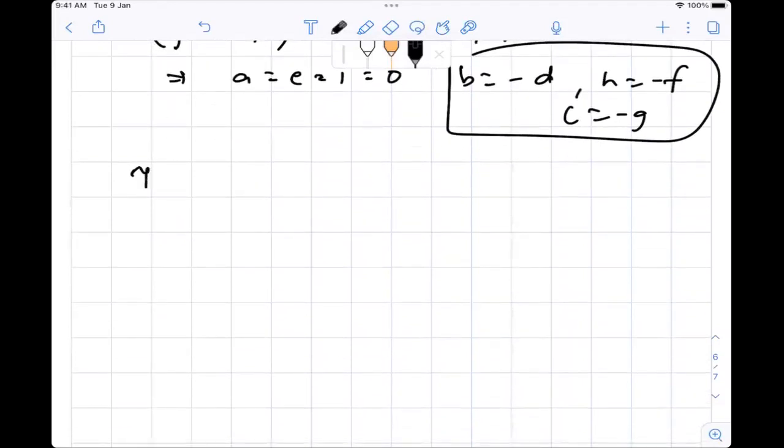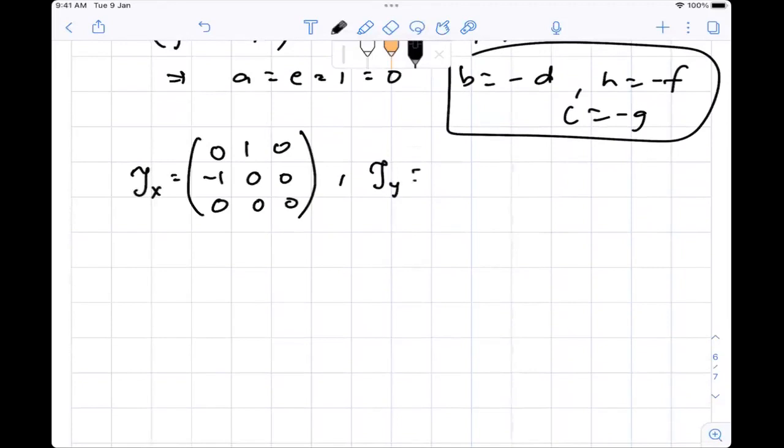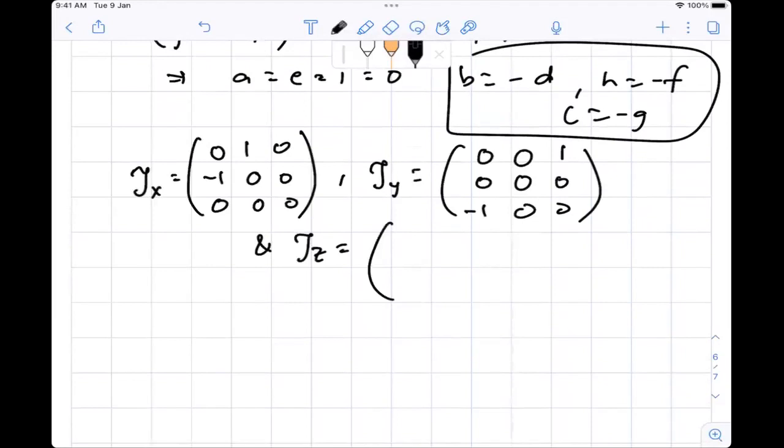So then you will write JX as, let's say this one, 0, 1, minus 1, 0, 0, 0, 0, 0, 0. This is one. JY 0, 0, 1, 0, minus 1, 0, 0, 0, 0. And JZ as 0, 0, 0, 1, minus 1, 0, 0, 0, 0. I may have switched the order, but yes, this is what you get.